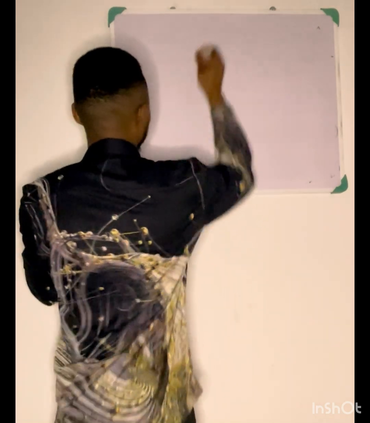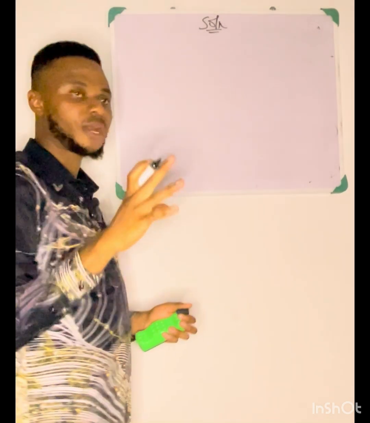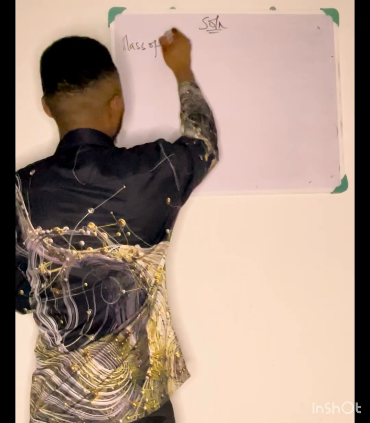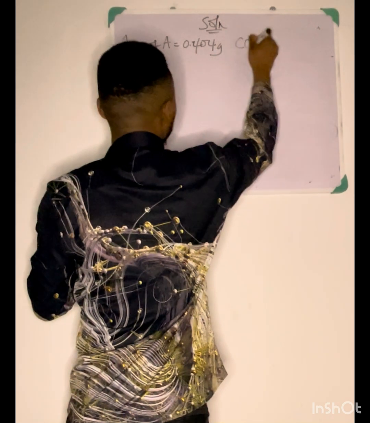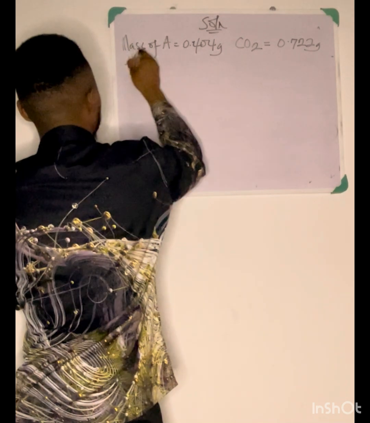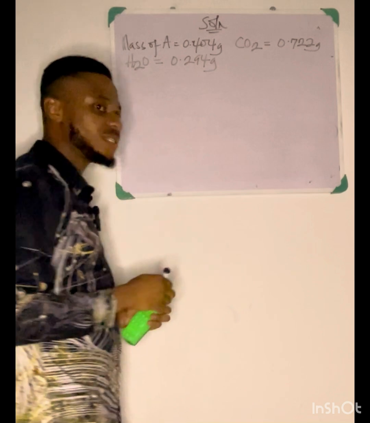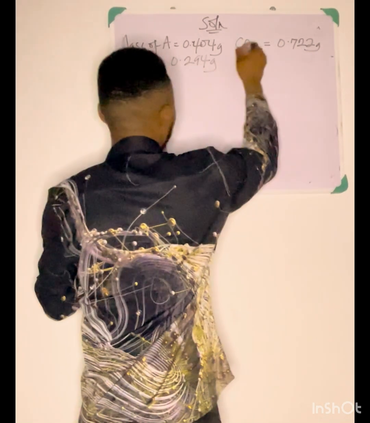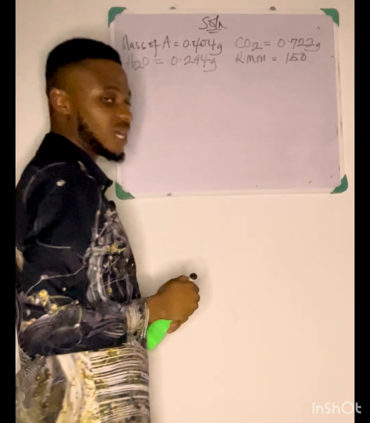All right, so now it's important that while we are solving any question, we must first of all list the parameters. Now we have mass of A, which is 0.404 grams. CO2 is 0.722 grams, while H2O is 0.294 grams. Now, as a matter of fact, these are the masses that are in this question. Then, of course, we shouldn't forget that the relative molecular mass is 150. Of course, we will not be using that for now.